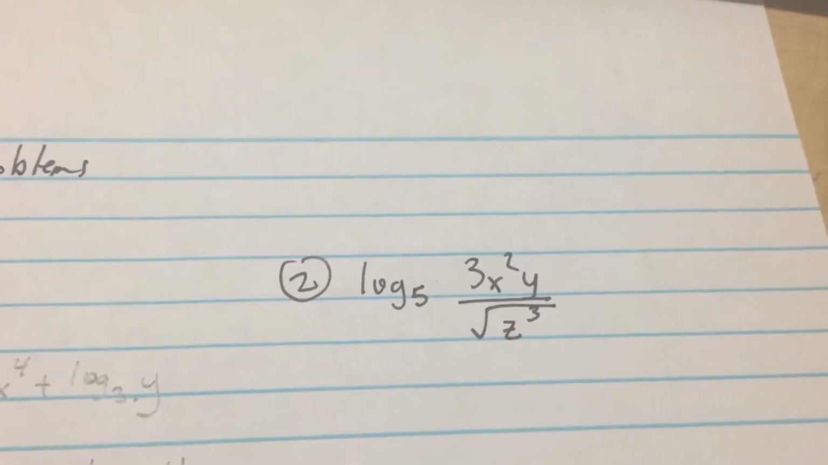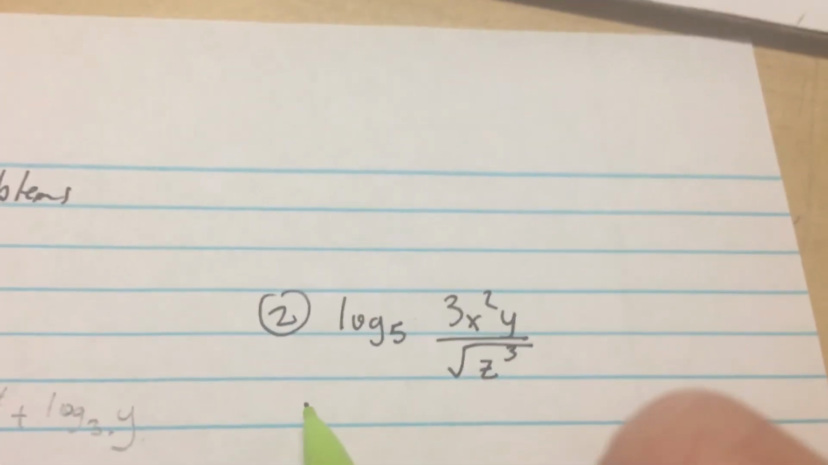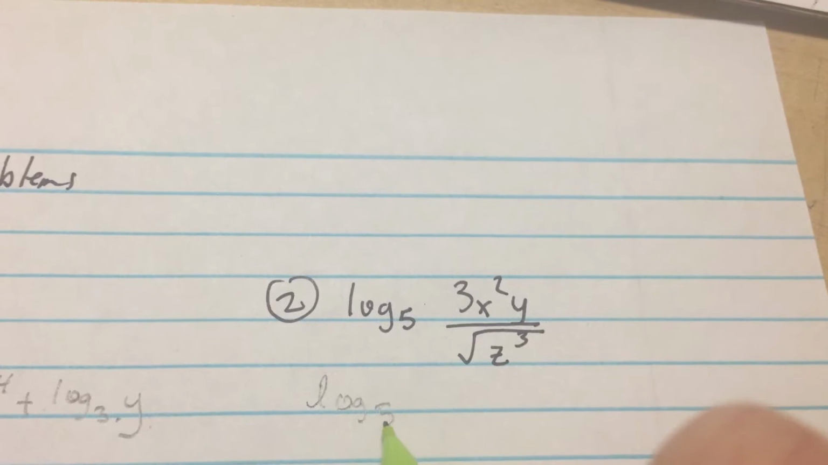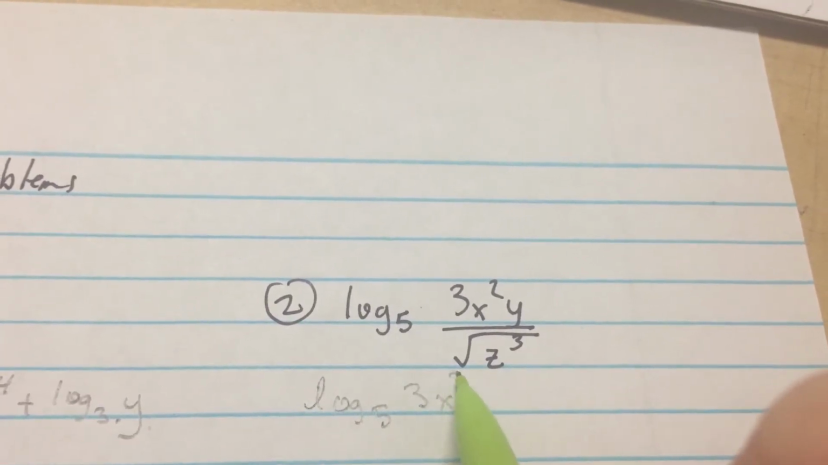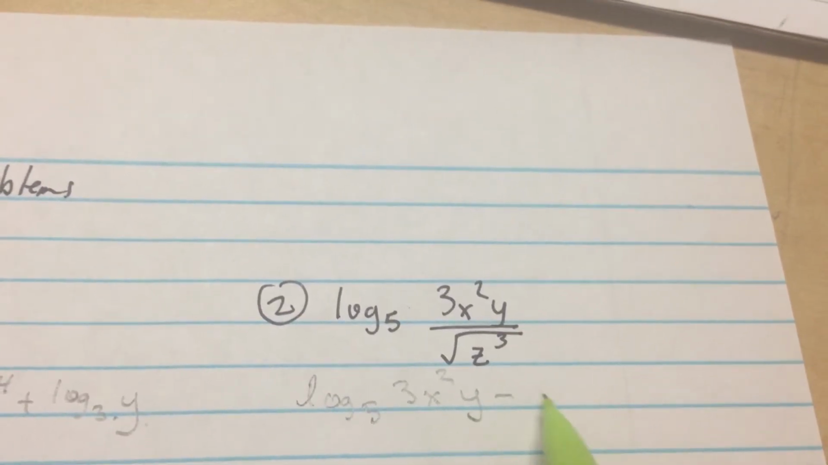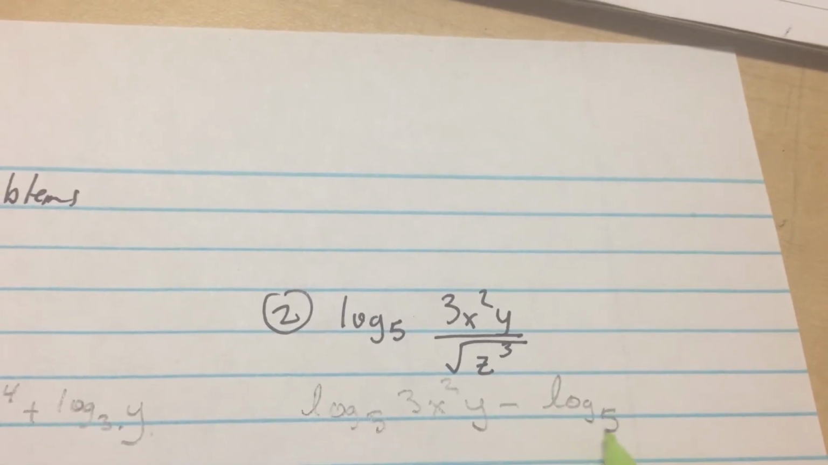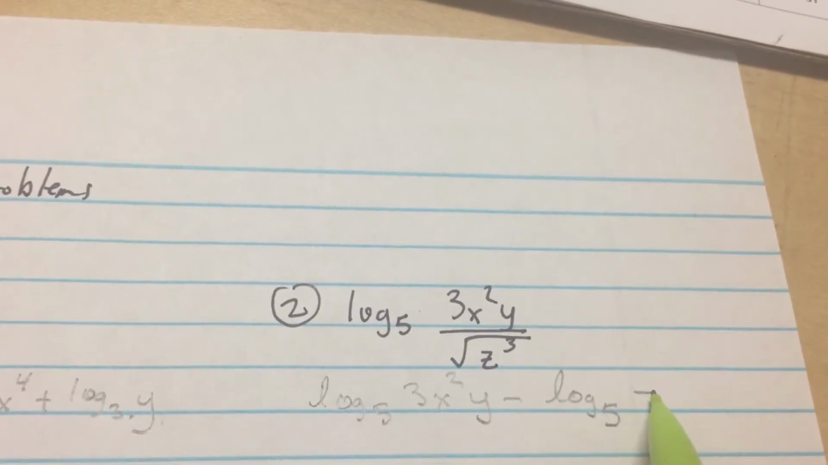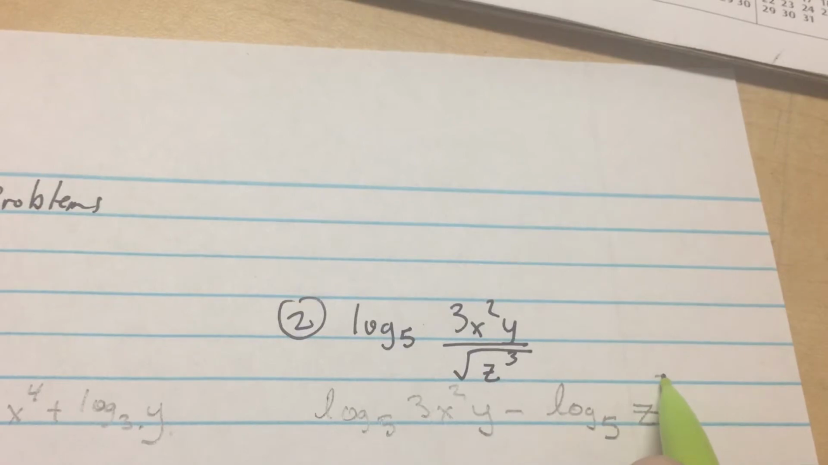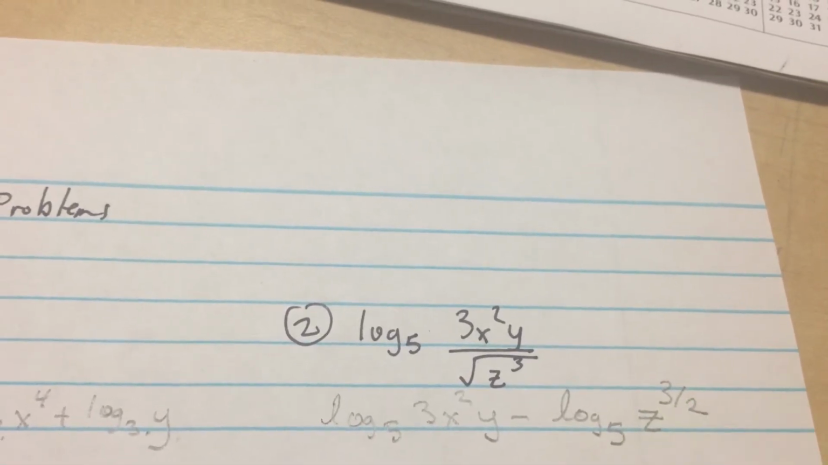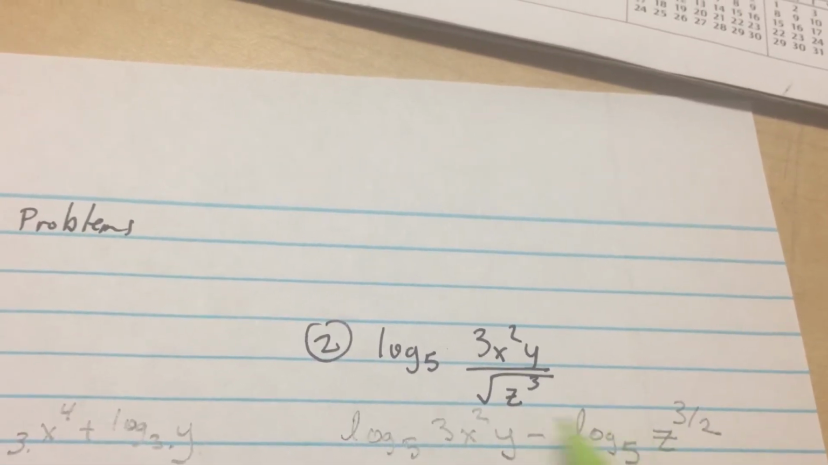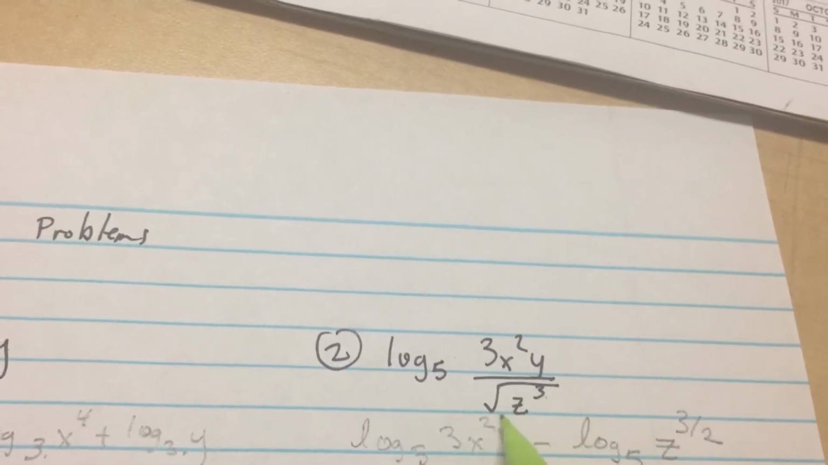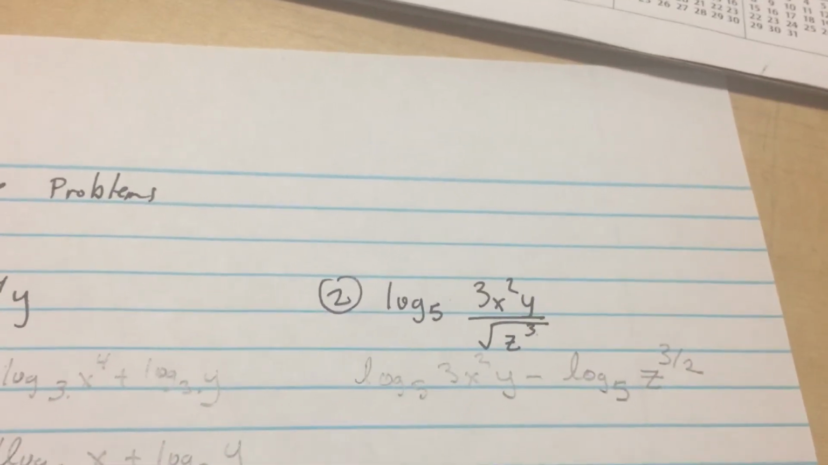All right, let's try the second one. So I see a division. So log base 5 of 3x squared y minus log base 5. And I'm going to go ahead and write this as a fractional exponent. So 3 halves, right? Because 3 was my original exponent. This is a square root, so the denominator is a 2.